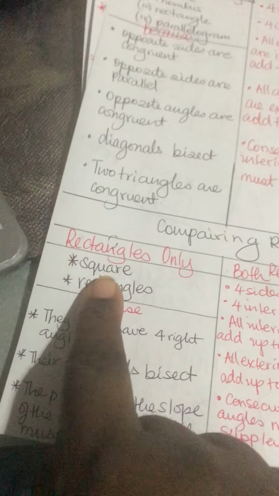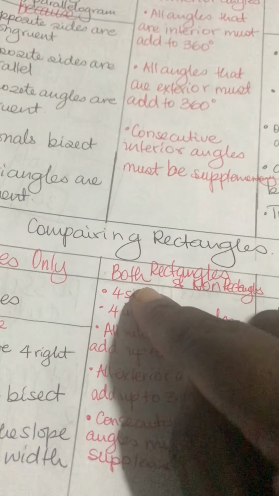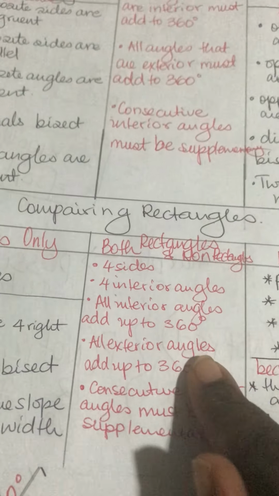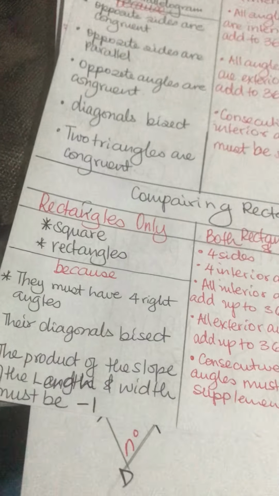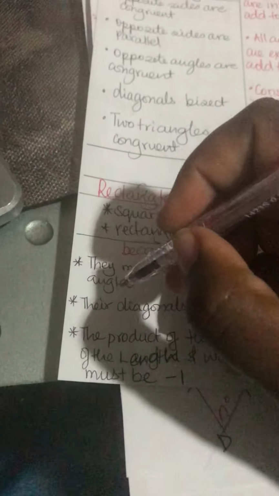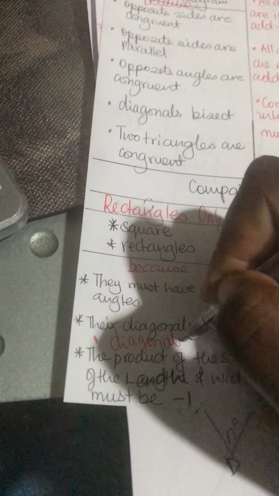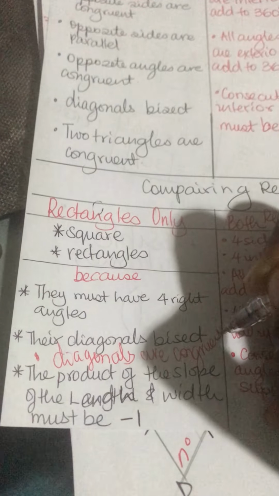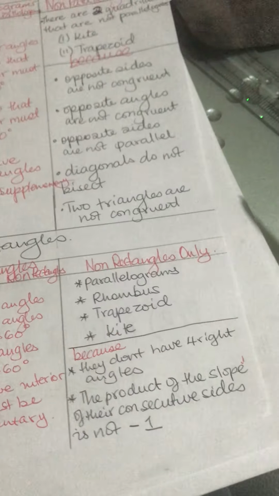What is the similarity between square, rectangle, and parallelogram, rhombus, trapezoid, and kite? They all have 4 sides. They have 4 interior angles. All the interior angles add up to 360. All the exterior angles add up to 360. Consecutive interior angles must be supplementary. We should add something here for rectangles only: the diagonals are congruent.